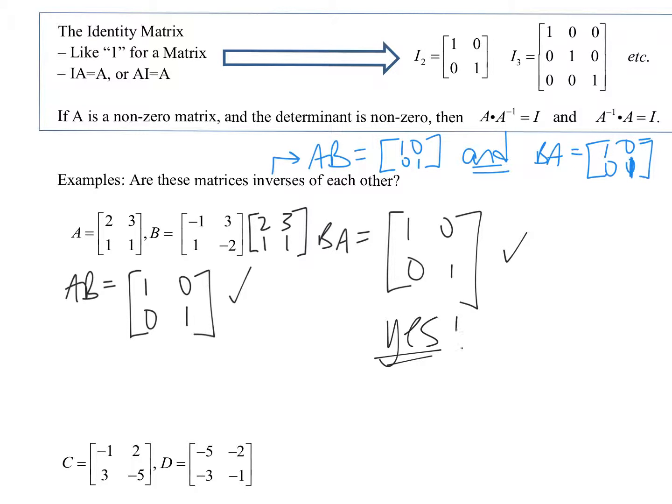So yes, because both AB and BA, when you multiply them, you get the identity matrix. That's what this is called. That means that yes, they are inverses.